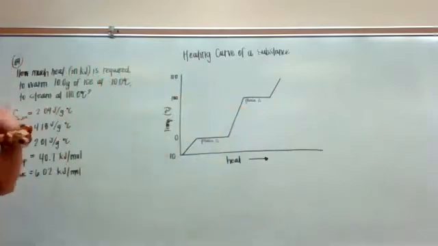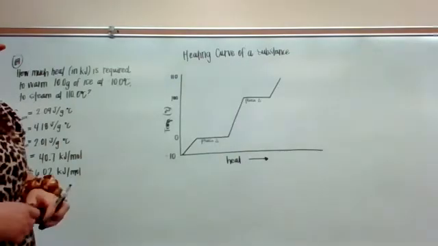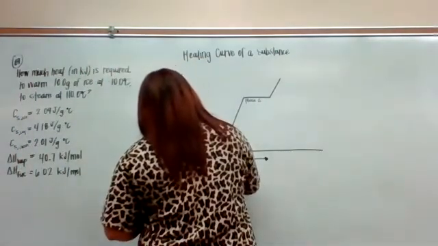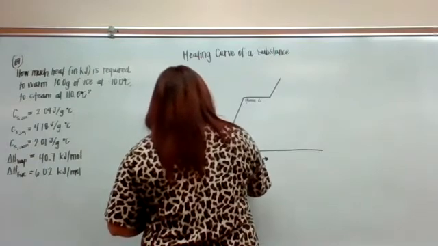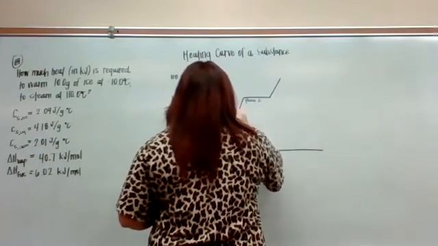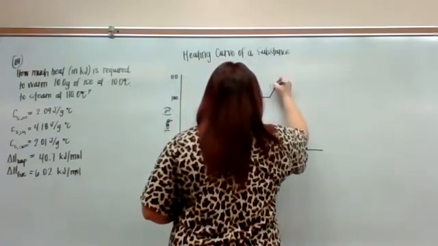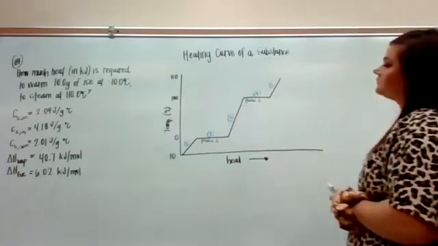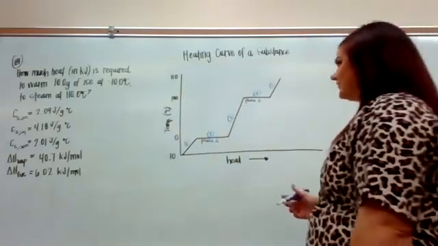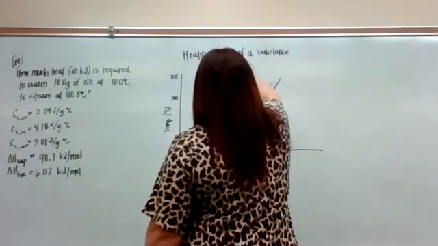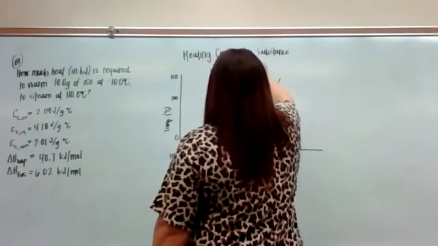Okay, so there's 5 different pieces that you have to work. I'm going to number them: 1, 2, 3, 4, and 5. For 1, 3, and 5, you use the Q equals MCAT equation.